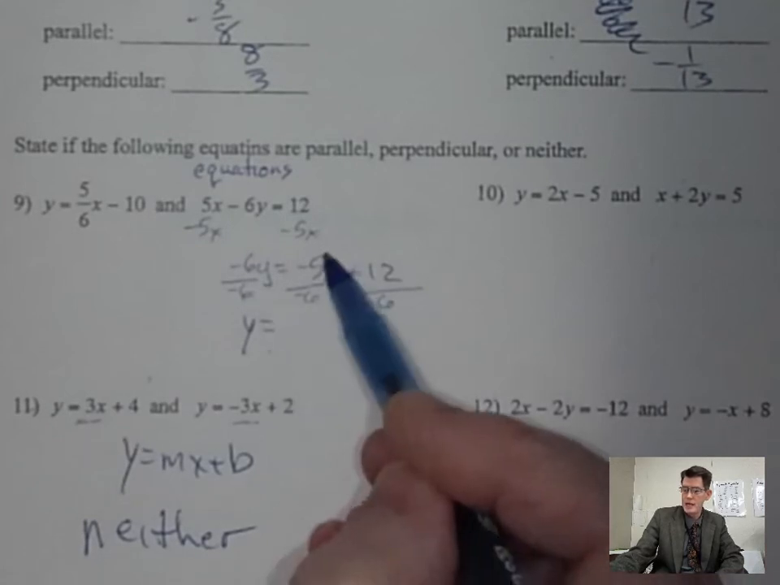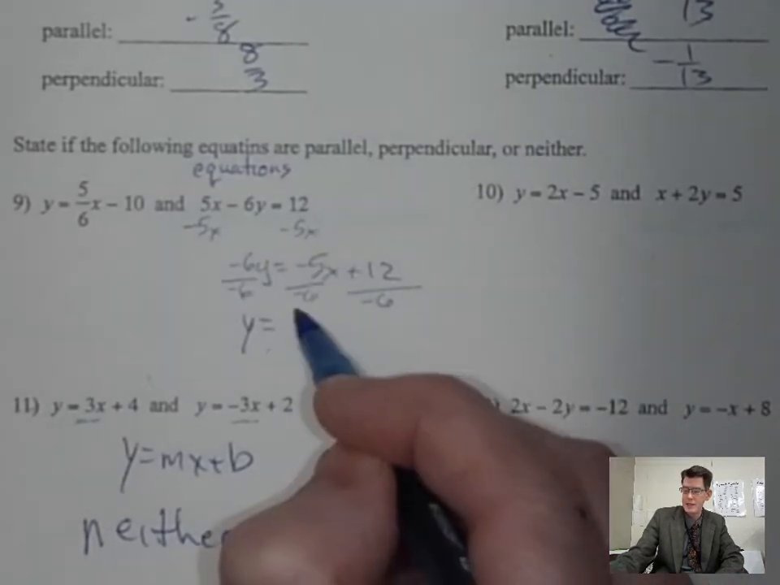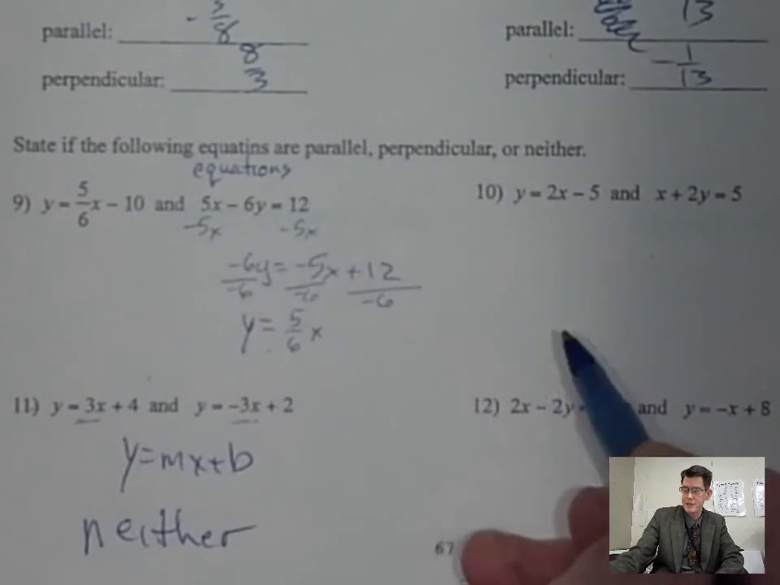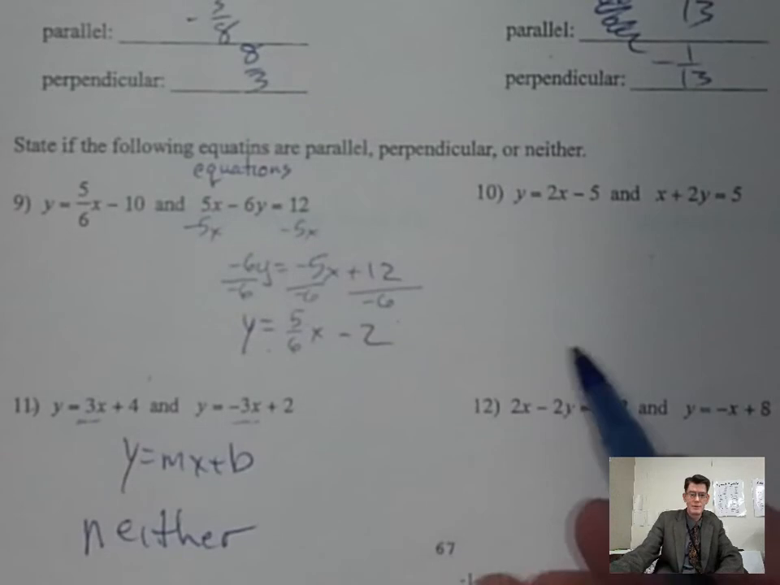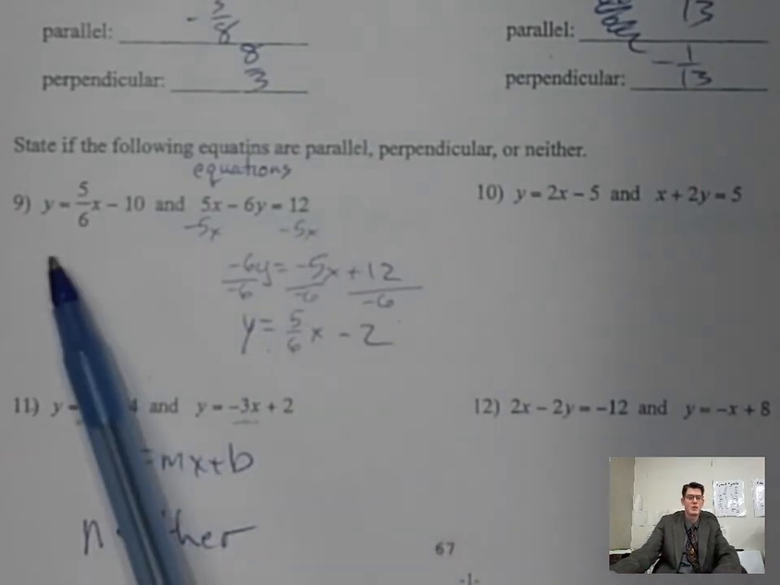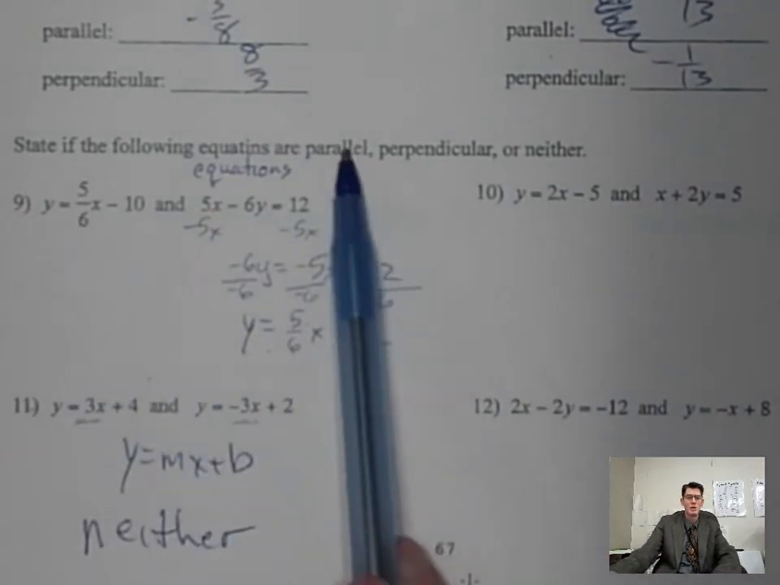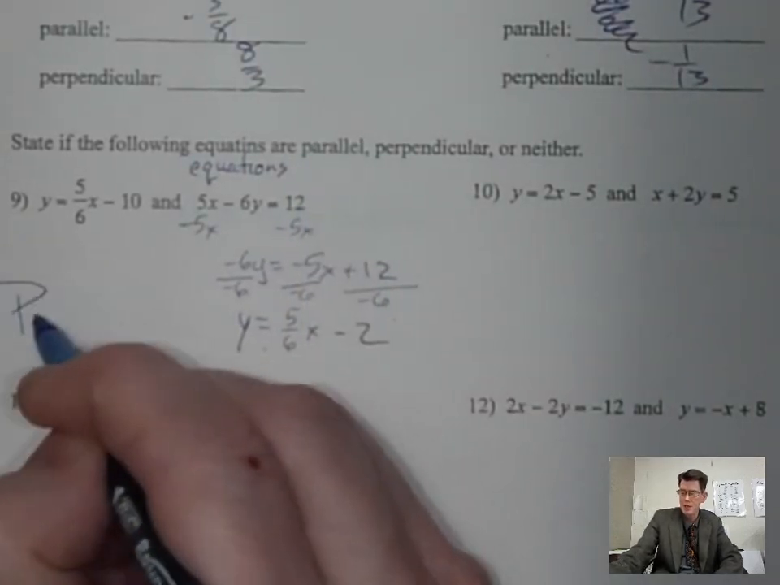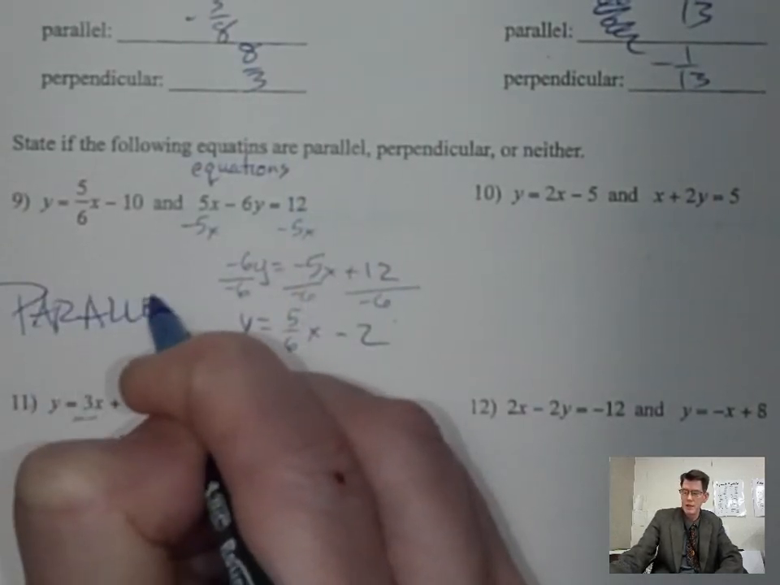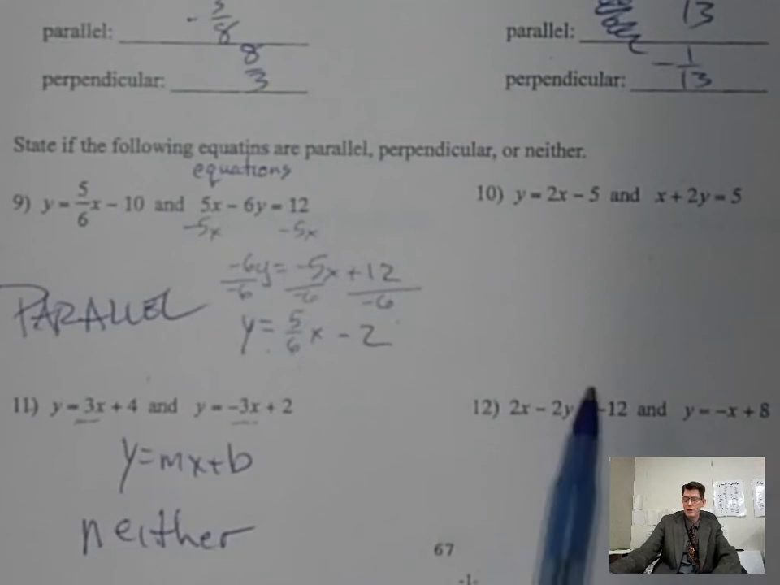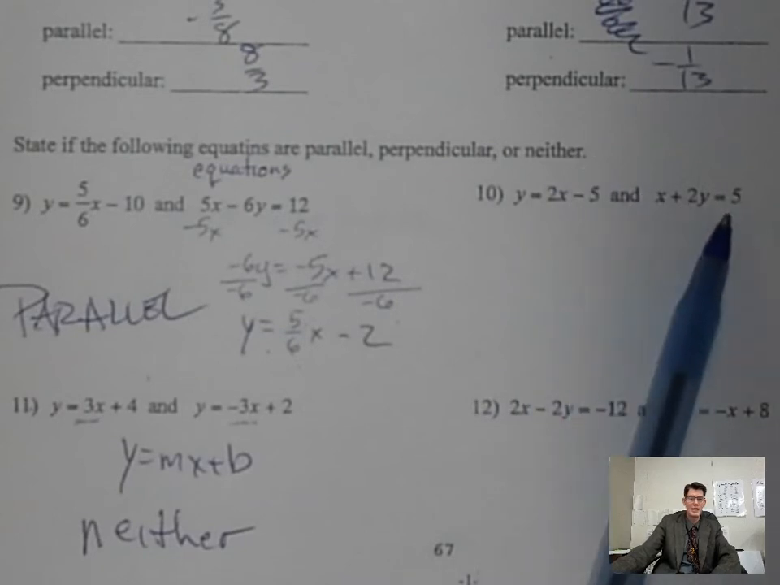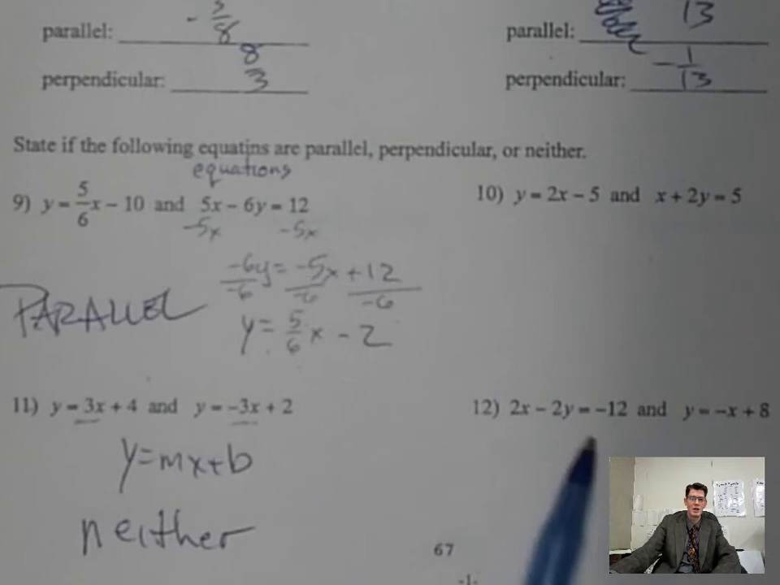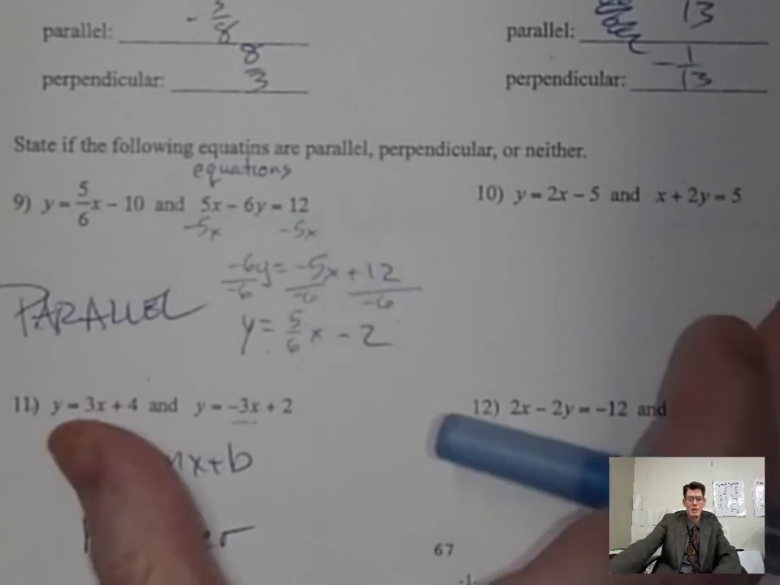So now y is -5 over -6, which is 5/6 x. Positive 12 divided by -6 is -2. Now I can compare the slopes. I see that they're equal, so that means they're parallel. So I spell parallel correctly, and there's the answer. You can do the same thing over here, subtracting the 2x, dividing by -2. The same thing over here, minusing the x and dividing by 2 to see if these end up being parallel or perpendicular.